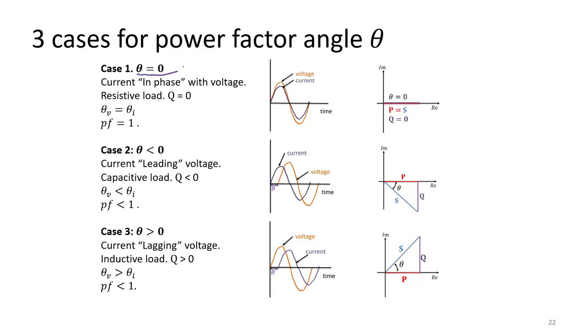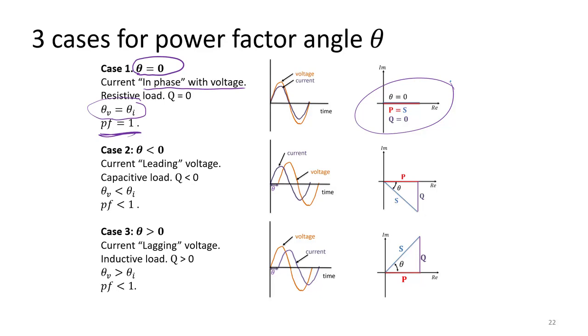If our theta value is equal to 0, we call this our current being in phase with the voltage, because the phase angles between our voltage and current are the same. This is the ideal case, and if current and voltage are in phase, our power factor will be 1 because our power will be completely real. That's our ideal case that we're aiming for.